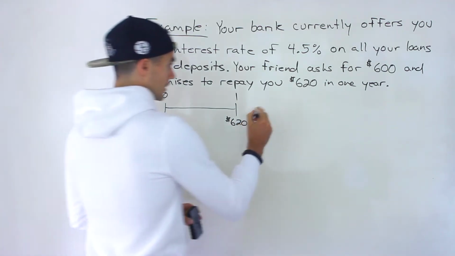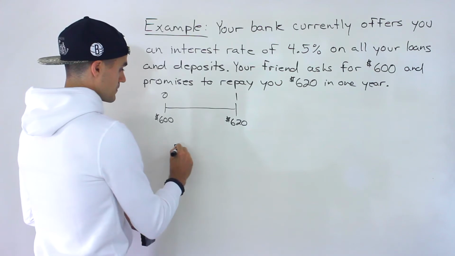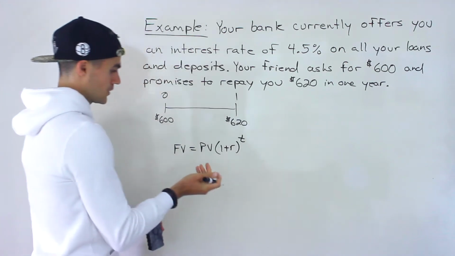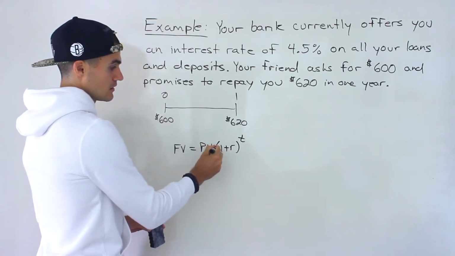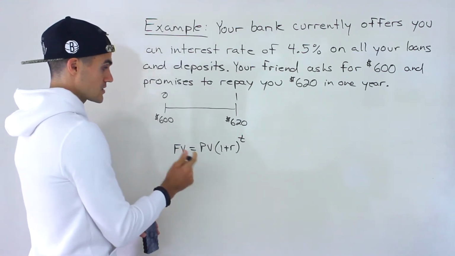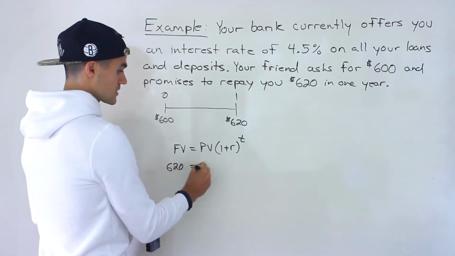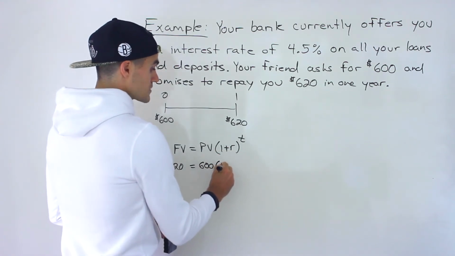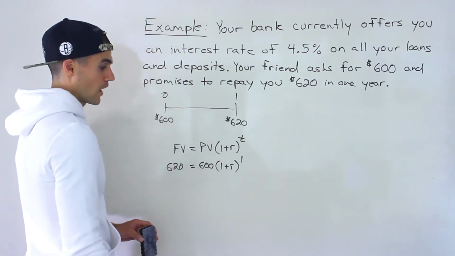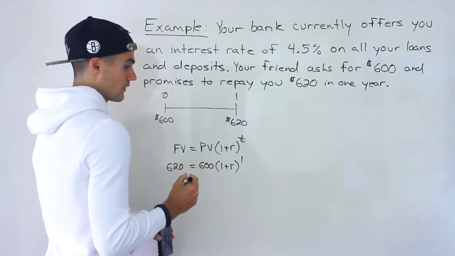So a couple of things. Algebraically, we know that you can set this up in terms of this formula. If we take the present value of something, multiply it by 1 plus r to the power of t, we're going to get the future value. We know the future value is going to be 620. We know the present value is going to be 600. The r, that's what we're actually solving for. And then this t here is going to be 1, because it's for 1 year or 1 period. So it's going to be to the power of 1 there.